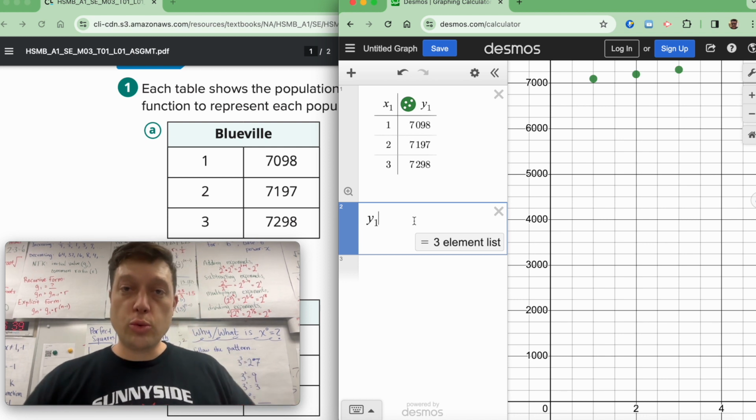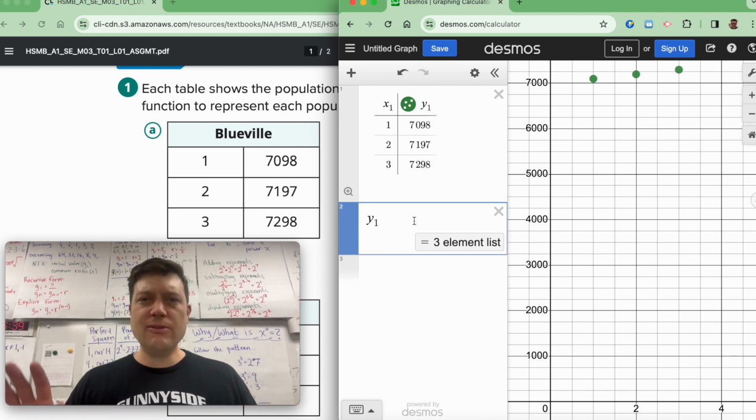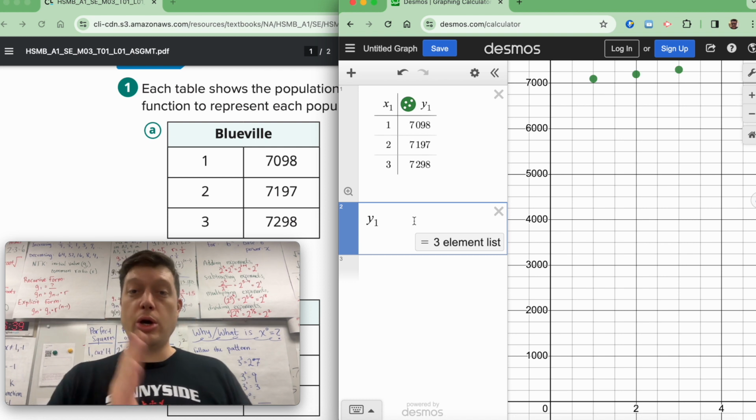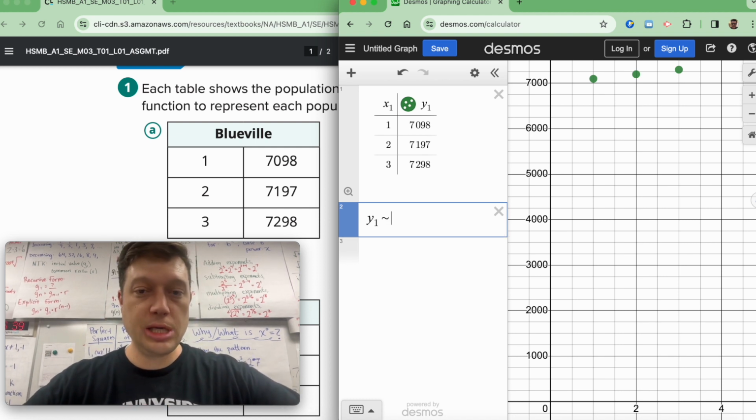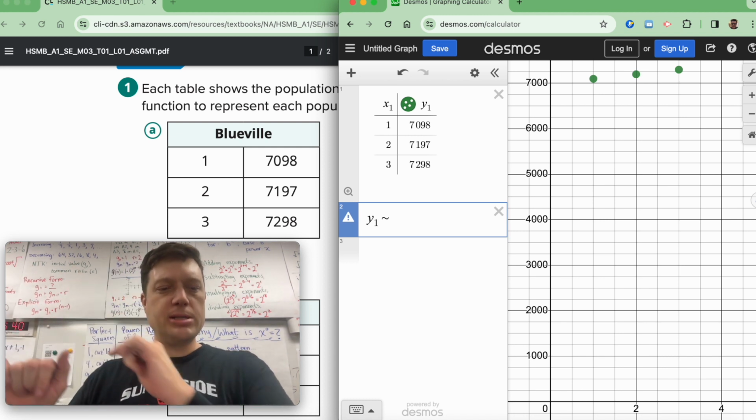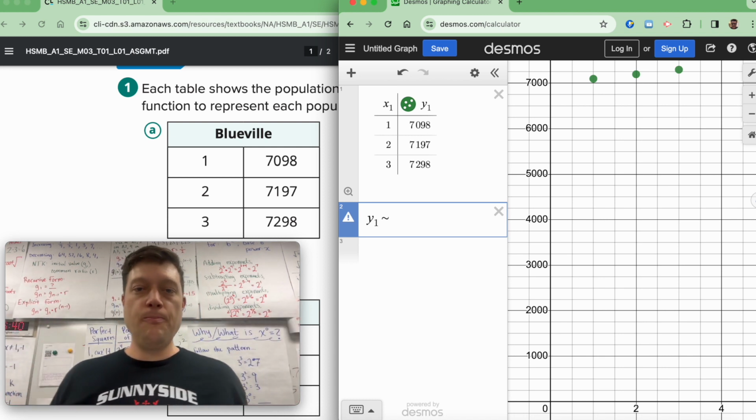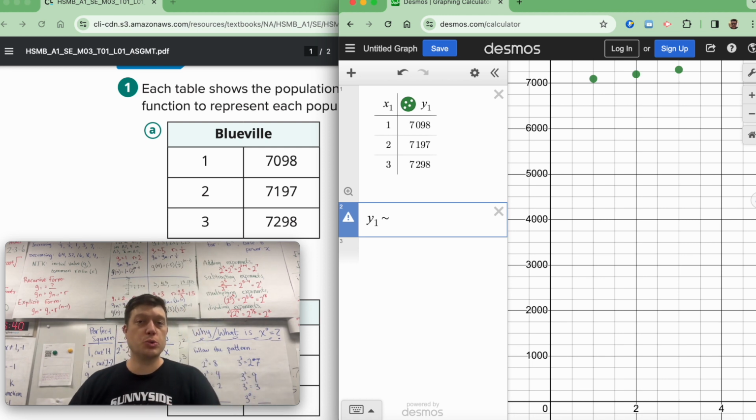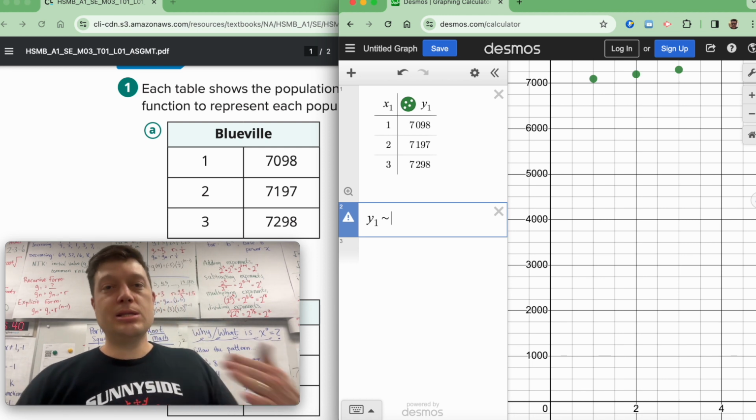I'm going to use something called a regression equation, which is a high-level concept, but all you need right now is just the code. Okay? I'm going to use tilde, which is up above the 1. You have to shift and then press the button right next to 1 to get that squiggle. An exponential function is written as a b to the x power.